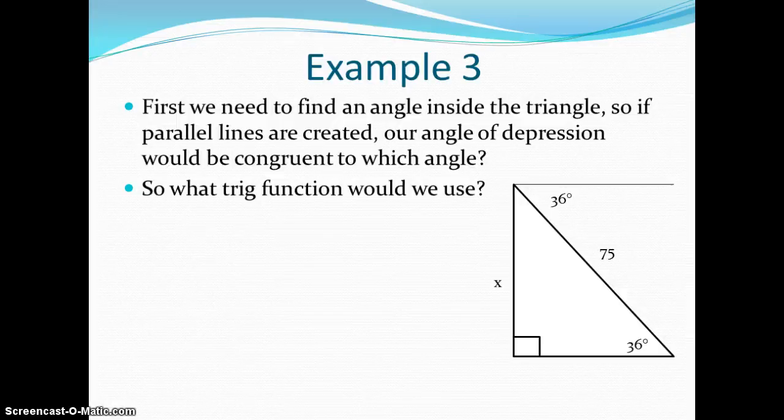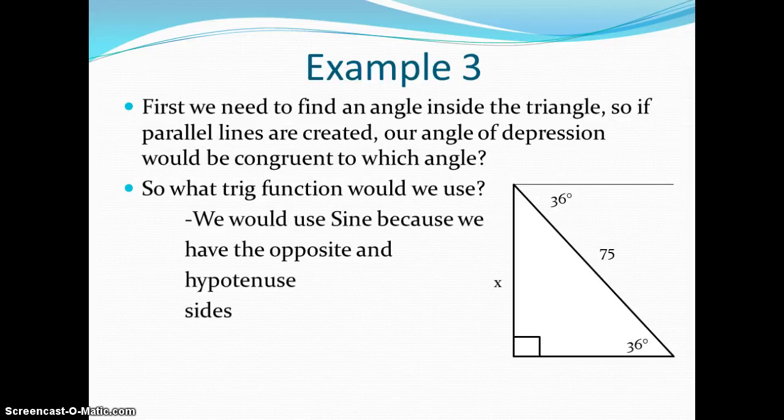So what trig function would we use? X is our opposite side of 36 degrees, and 75 is our hypotenuse. So we would use sine because we have the opposite and hypotenuse sides. It's not always going to be sine. It could be cosine or tangent, but you always have to look and see what you have to figure out which trig function you're going to use.